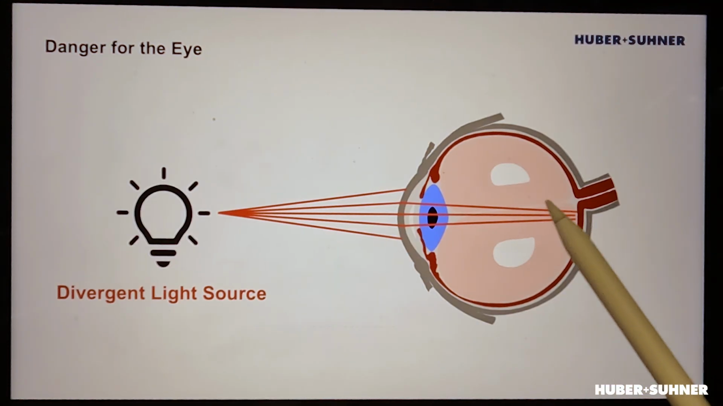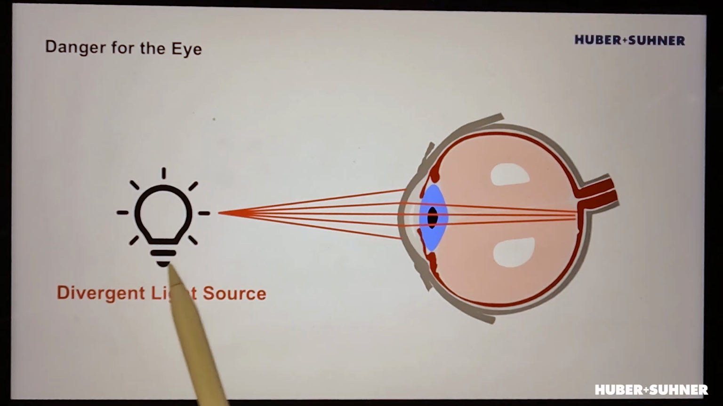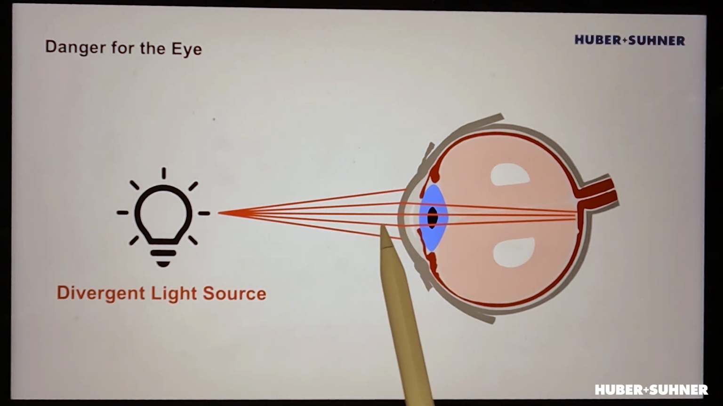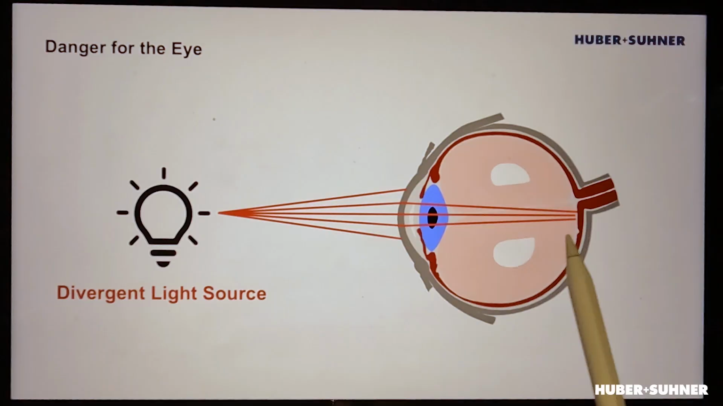So in the schematic you will see a drawing of our eye, and here on the left-hand side we've got a divergent light source. So in other words, let's take a normal light bulb, for example. The rays of light of that divergent light source are going in various different directions. The result is that only a very small portion of that light will enter our eye, and then the eye does what it's supposed to do. The lens then focuses the remaining light onto the retina so that we can see the picture.